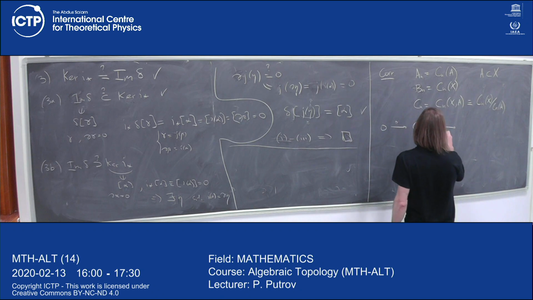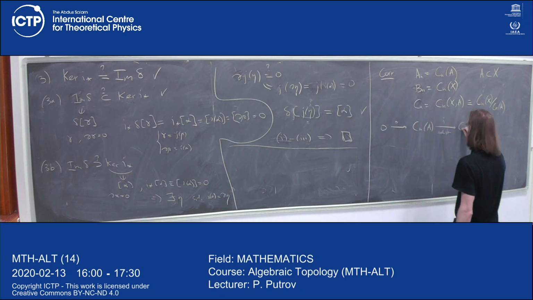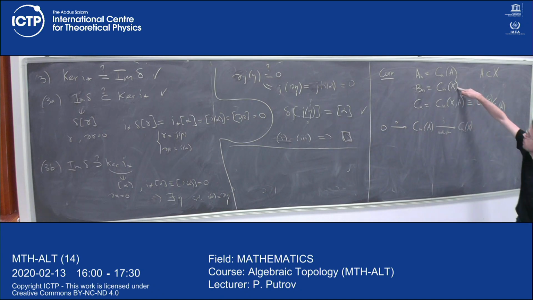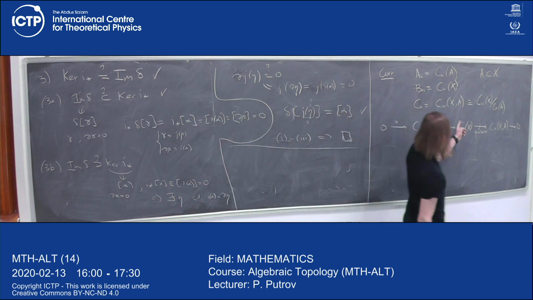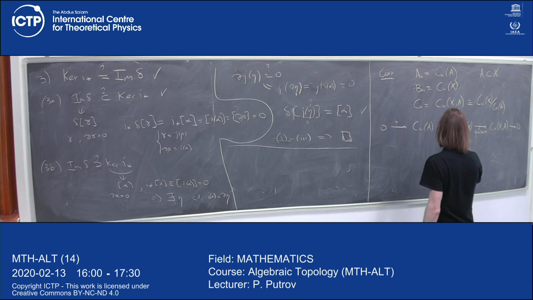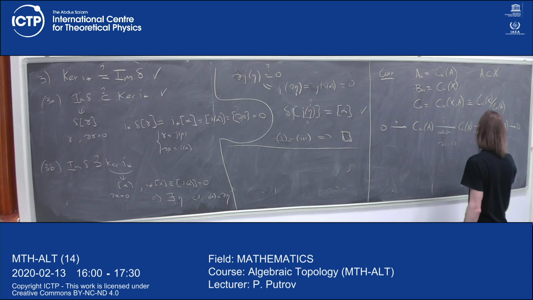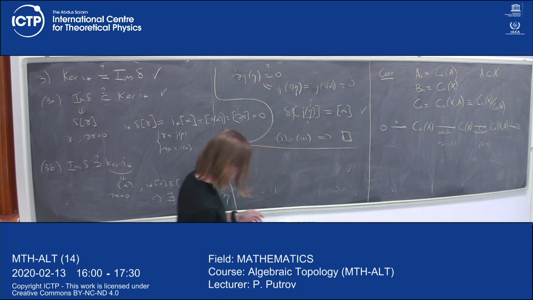This map is inclusion, and we go to Cn(X). So we show that these chains are naturally included in those chains. And then I take j, just the quotient. This is short exact. And we argue that i and j are indeed chain maps, namely they commute with d. So we are in the situation of the theorem we just proved.